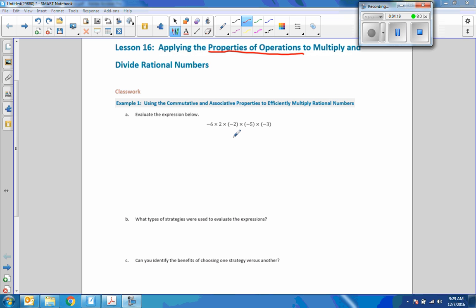The first thing I am going to do is get rid of a double negative. So I'm going to bring down my -6 times 2 times, and then I'm going to multiply these two. Negative times negative is positive. -2 times -5 is positive 10 times -3. So I got rid of one of my negative numbers.